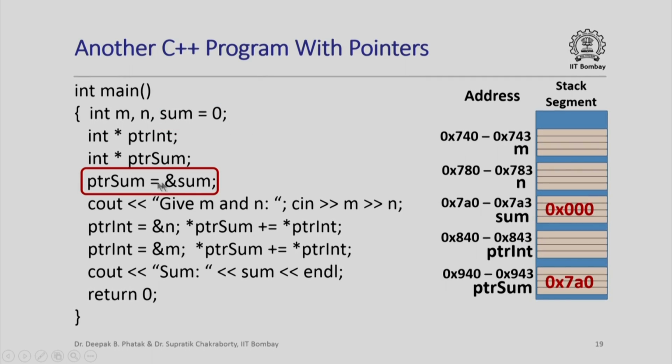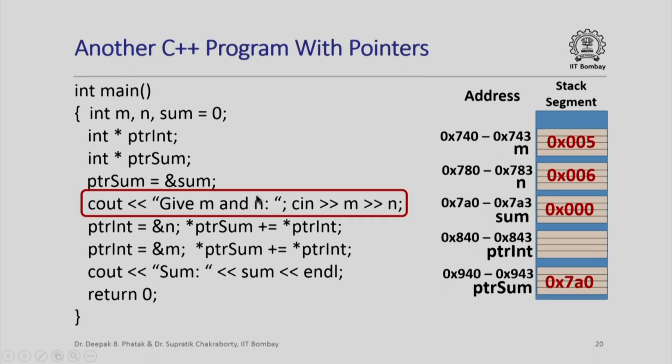And then when we execute this statement, pointer sum is assigned the address of sum. So I am going to find the address of the first byte allocated for sum, that as you can see from here is hex 7A0, and I am going to store that in the storage allocated for pointer sum. So pointer sum will have the value hex 7A0.